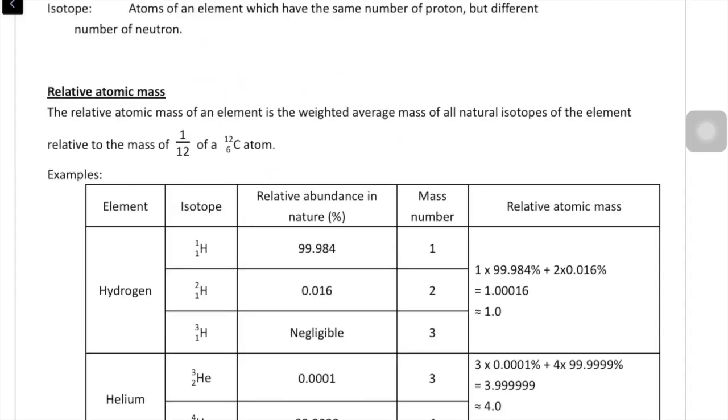Here we introduce what an isotope actually is. First, they are atoms of an element. Now don't forget this term. They are atoms of an element which have the same number of protons but different numbers of neutrons. Some students try to eliminate the first phrase, atoms of an element, and this is not accepted in the examinations.